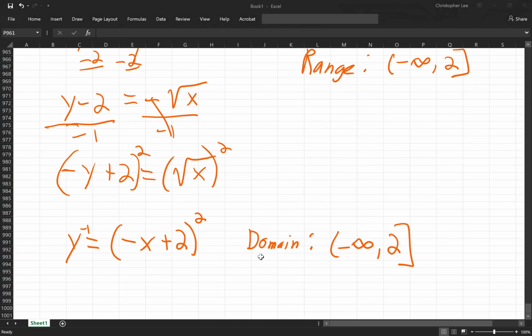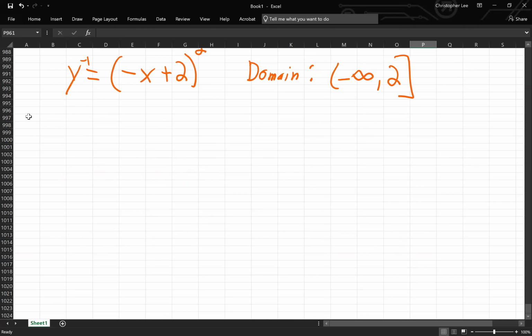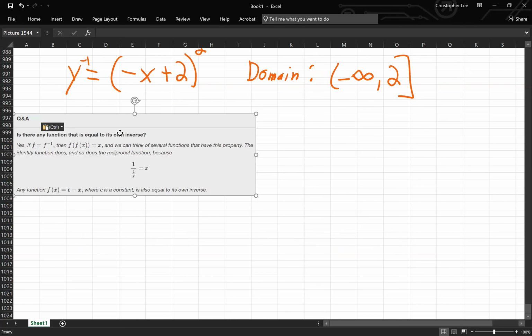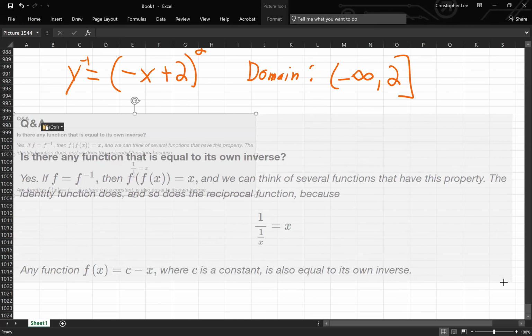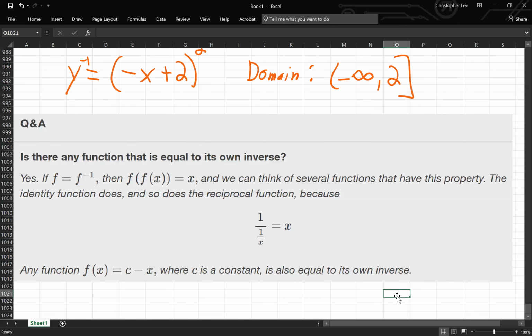Real quick before we go on, some of y'all might have a question like this. Let me just answer it real quick. Is there any function that is equal to its own inverse? Yes, that actually happens. If f is equal to f inverse, then f of f of x is equal to x.